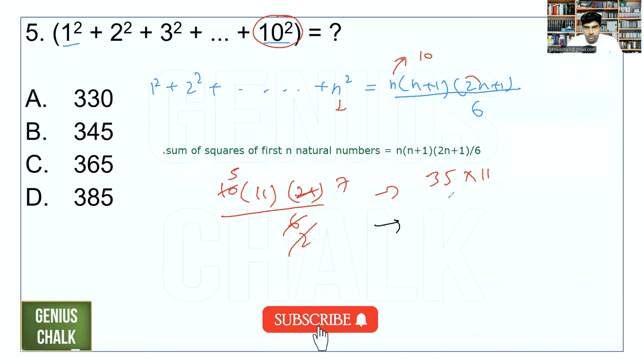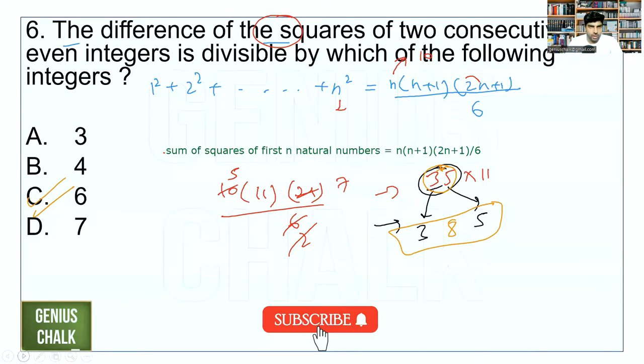Next, what is the shortcut for 11? I guess I've already told you: write the first number, write the last number, and in between write the sum of both, 3 plus 5, 8. The answer of the question is 385. That is option D. So it's a formula-based question. You can also add this manually and get this. We have done this in the previous sessions as well.